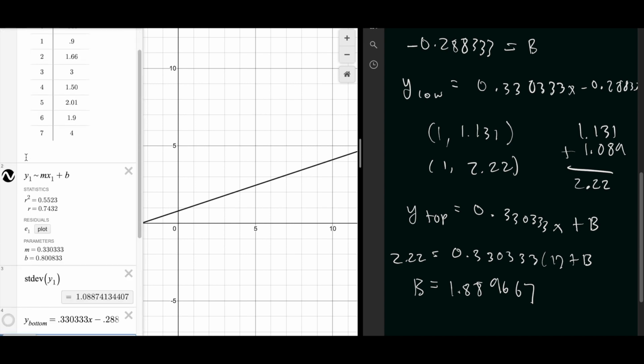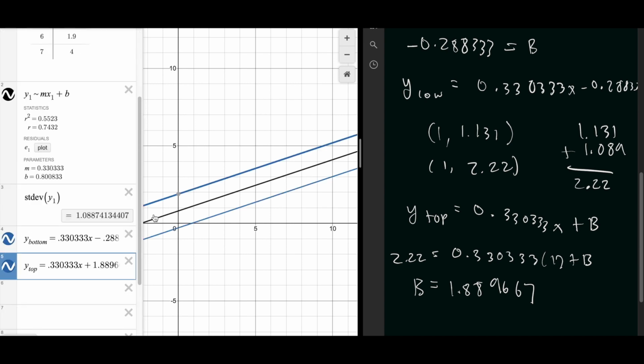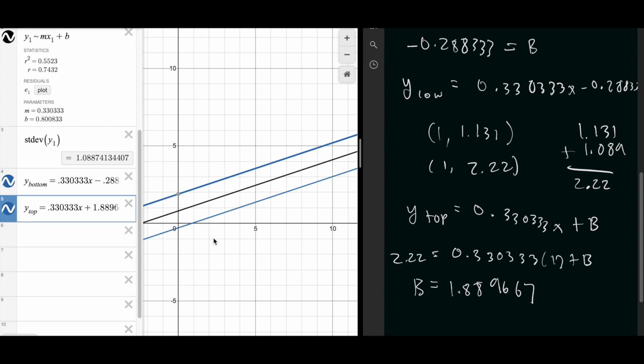So let's graph these points. So we have this channel. What this channel says is that the middle line, so the line of best fit, is where the stock will most likely stay. It's where the stock will most likely reside, as it's essentially the average. The top and bottom lines are where the stock will rarely go.